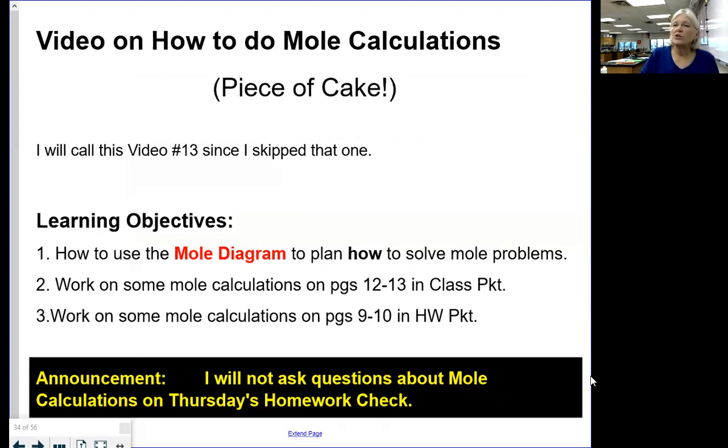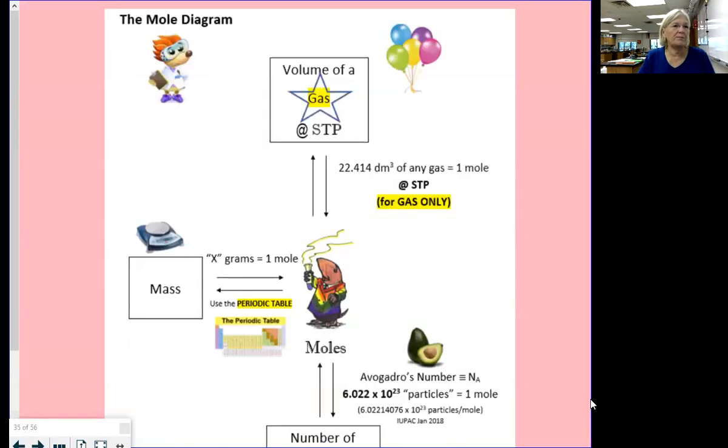Since we're a little late doing these mole calculations, this is an important announcement. On the homework check on Thursday, I will not ask questions about mole calculations. That will be covered a lot on the test next week, but not on tomorrow's homework check.